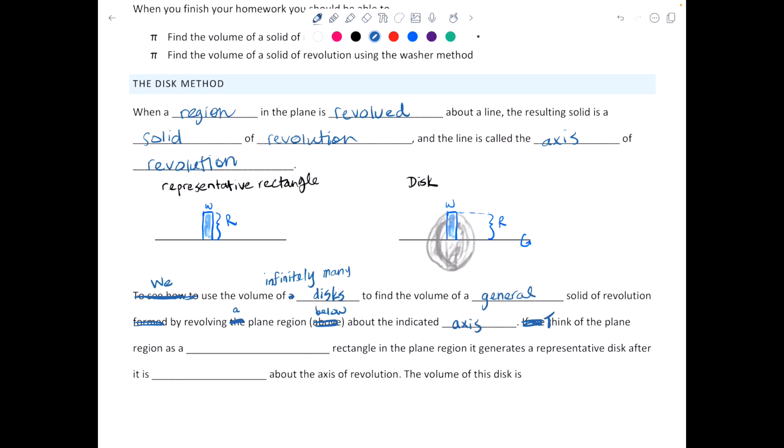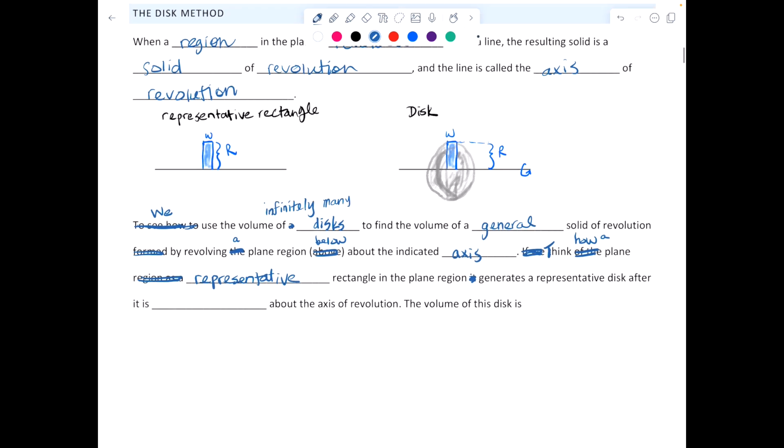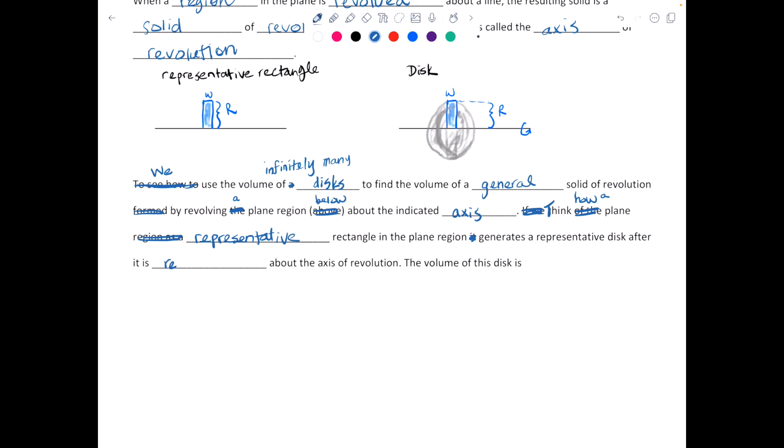So think how a representative rectangle in the plane region generates a representative disk after it is revolved about the axis of revolution.